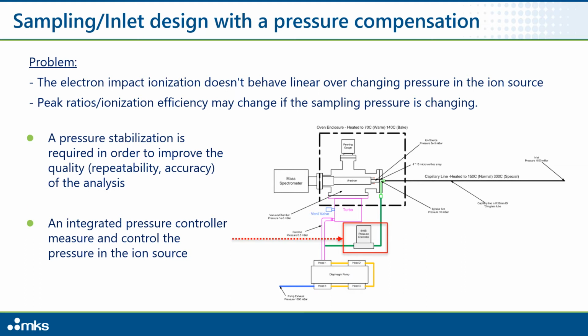In order to compensate any pressure variations, we have implemented a pressure regulator in the bypass path that is stabilizing the pressure in the bypass path as well as in the ion source, even if the inlet pressure is changing. Besides the superior repeatability, that solution is also expanding the operation range of an atmospheric mass spectrometer. It can operate in a range of 200 to 1500 millibar.